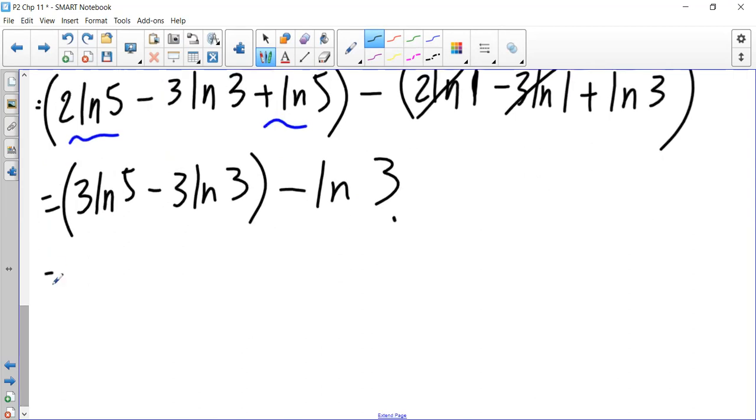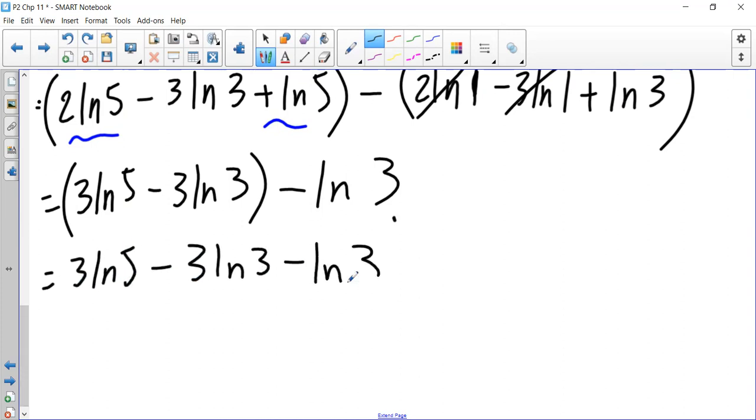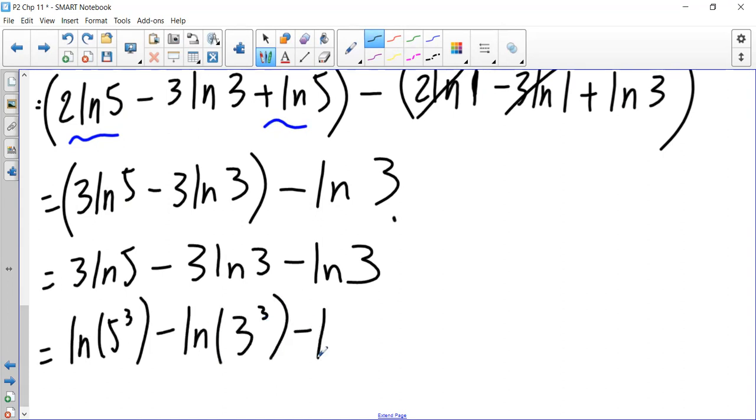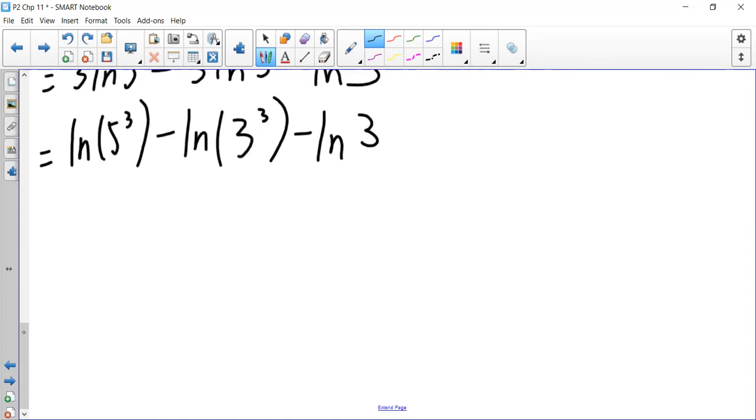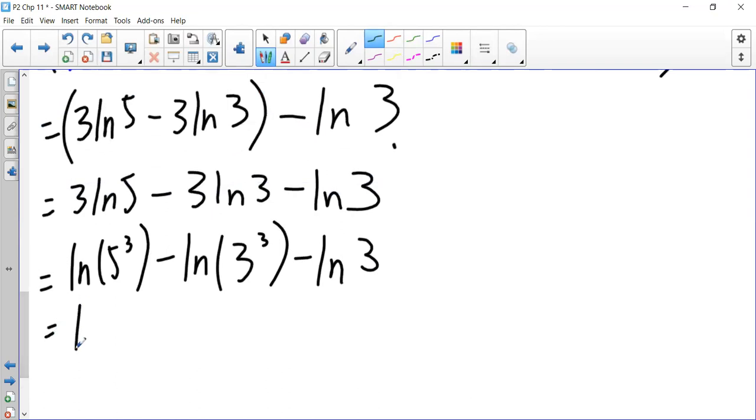I can expand the bracket, rewrite without the bracket. Okay. Next, the different things you can do: you can either put them all in the power and use log rules, log A divided by B divided by C. Or why don't we do that? Bring in the power: ln 5 cubed minus ln 3 cubed minus ln 3. That might explain a bit better. ln 5 cubed is 125, minus ln 27, minus ln 3.